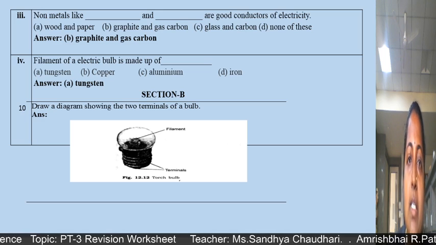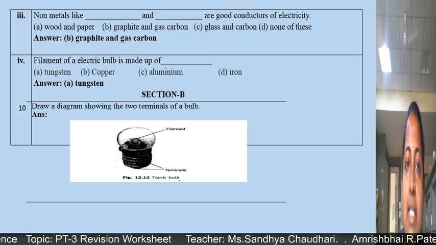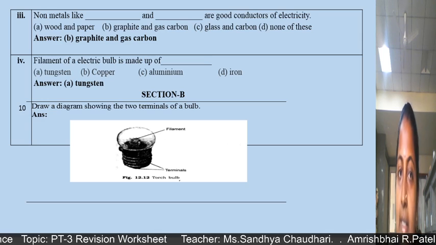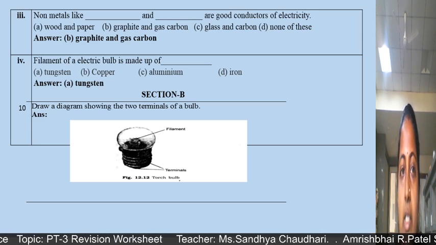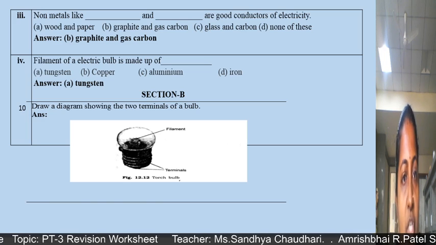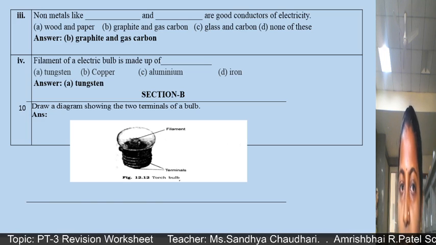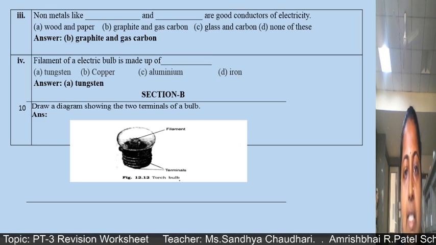Next question, non-metals like dash and dash are good conductors of electricity. So graphite and gas carbon, that answer is correct. And the fourth question, filament of an electric bulb is made up of. So that is option A, that is tungsten.